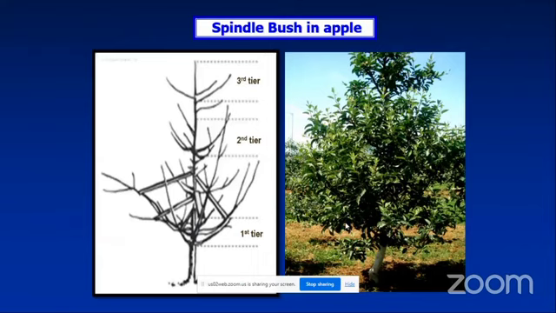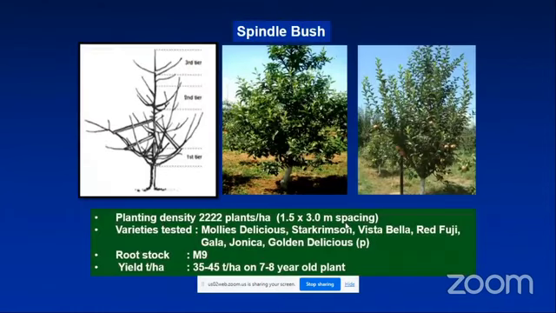And then this is how we make the spindle bush in apple. This is the first tier, second tier, and third tier, how the appropriate shape comes in the tree. This is the spindle bush system when the planting density is 2,222 plants per hectare at the spacing of 1.5 and 3.0 meter spacing, that is plant to plant, and row to row.